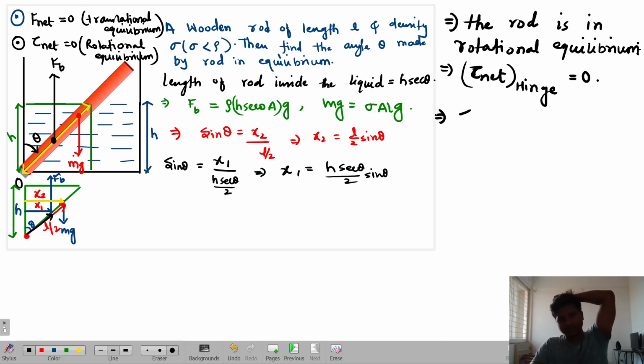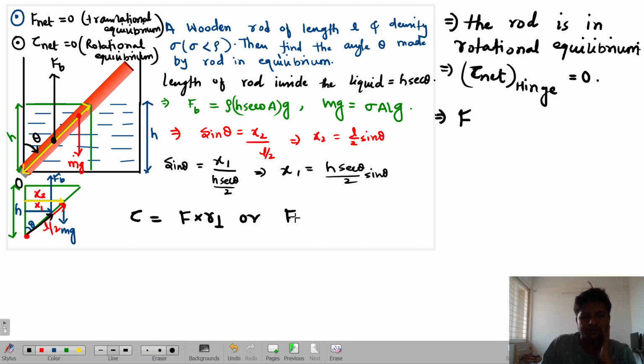So you can simply write torque is equal to, what is the formula of torque? Torque is equal to force into R perpendicular, or F perpendicular into radius, isn't it? Here you know that the perpendicular force is FB, so the perpendicular radius will be this one, x1. Are you able to get me?